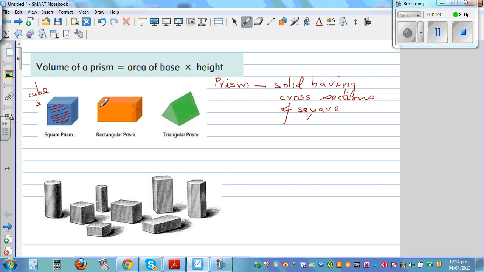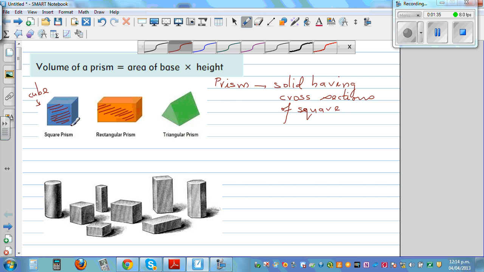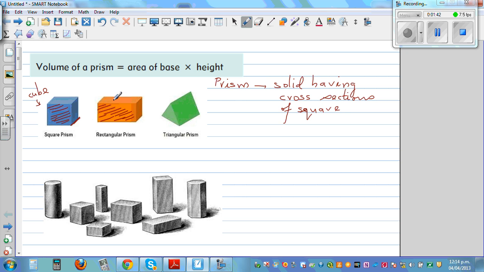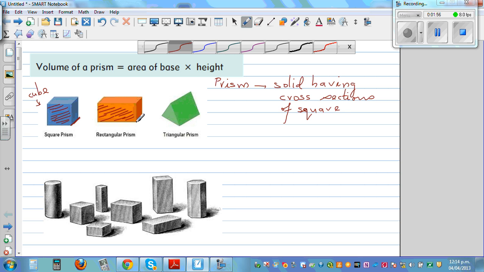So let me call this the base, and this is the height. Okay, so let me draw it properly. If you call this the base, and this is the height or the depth, and if you keep cutting from the top, I hope you can see, the area of each cross section will be equal, and this is the height.